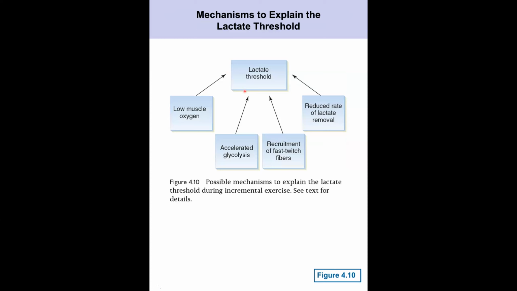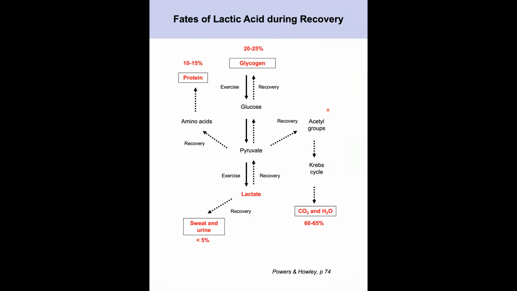So what happens with lactate threshold? Essentially, you have low muscle oxygen. You're using a lot of it to produce ATP early on. Now we start to lose oxygen. Glycolysis starts to accelerate toward fast glycolysis. You have more fast twitch fibers to produce higher forces, and we can't clear out lactate as fast as possible. So lactic acid takes a long time to recover.